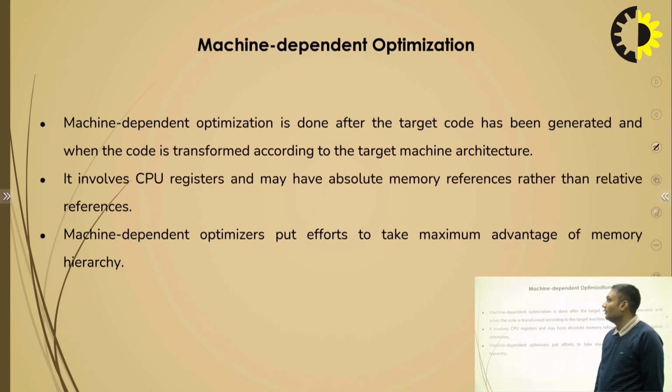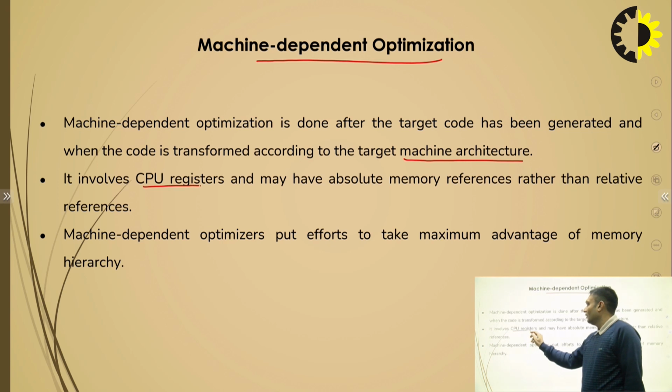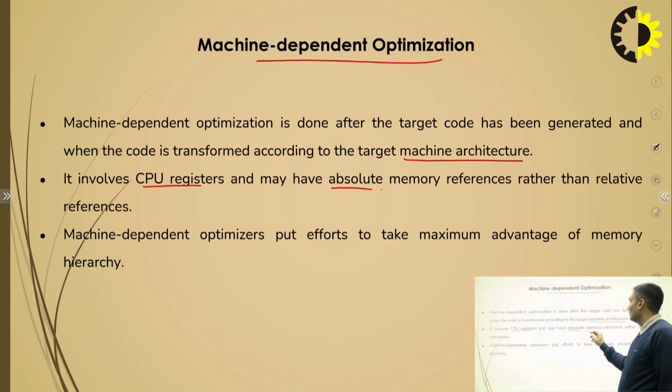Now, another technique of code optimization is called machine dependent optimization. Machine dependent optimization is done after the target code has been generated, and when the code is transformed according to the target machine architecture, that type of optimization is called machine dependent optimization, because it depends on the machine architecture. That's why its name is machine dependent optimization. It involves CPU registers and may have absolute memory locations, which is not possible with machine independent optimization.